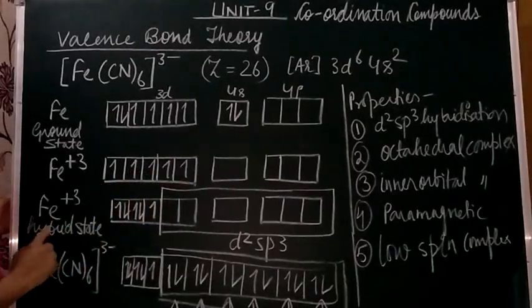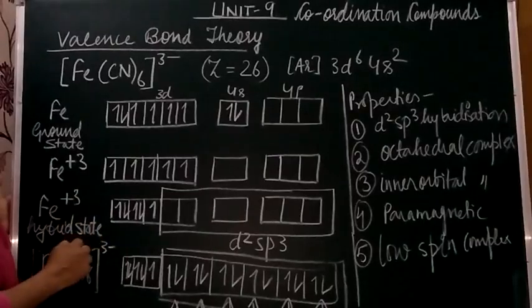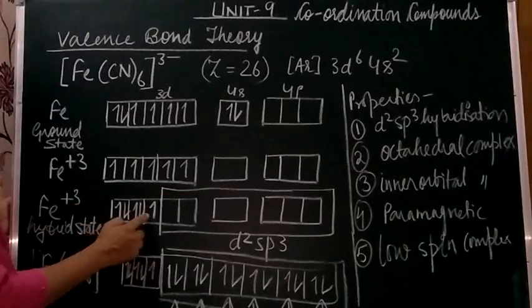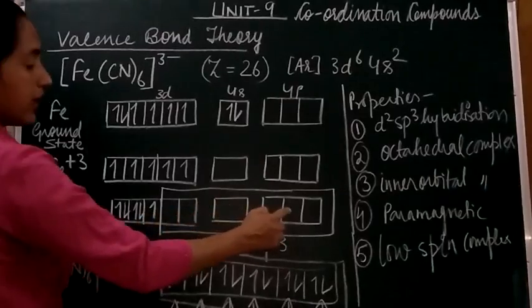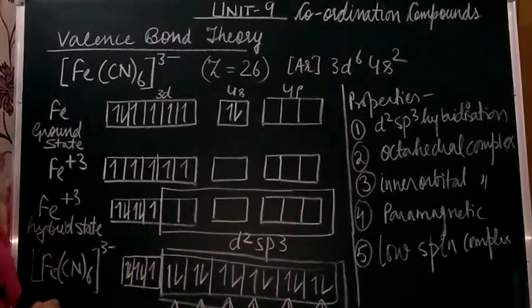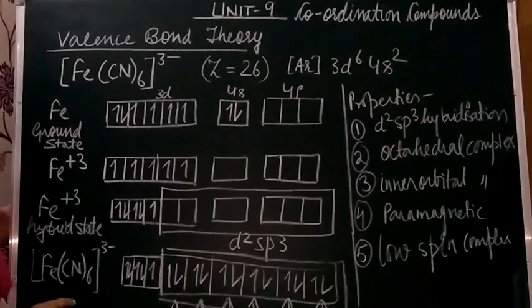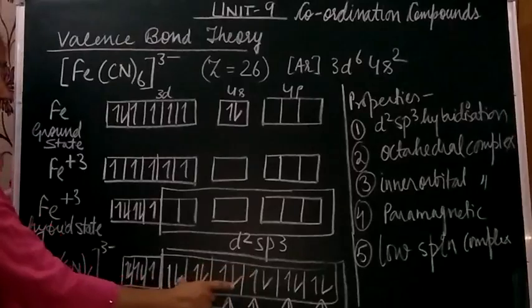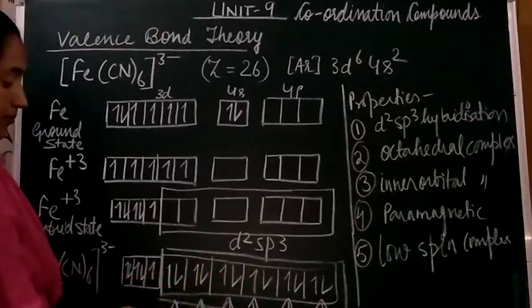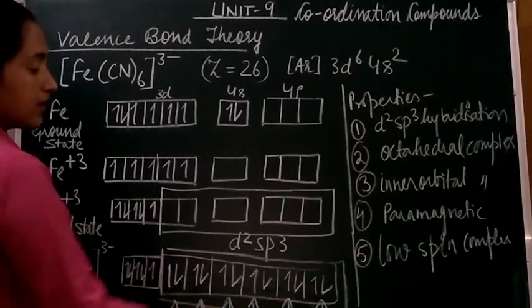So to get the hybrid state, or to get the vacant orbitals available for the incoming ligands, pairing will take place, right? As a result, we get one unpaired electron here. How many orbitals are now vacant here? It is 6. So this will undergo hybridization and form the d2sp3 hybridized state. Then we write it down for the complex. The 6 vacant orbitals are available for the incoming ligands. Then the ligand gives its electron pair and coordinates to the central metal ion.